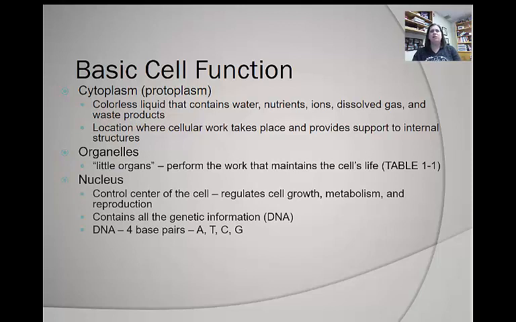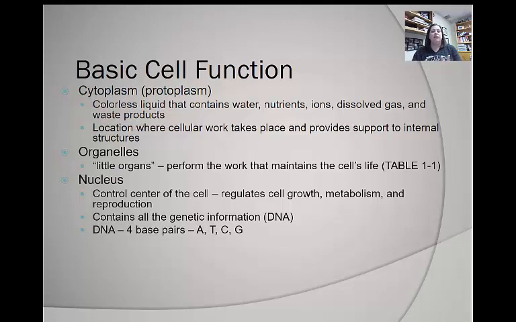So when we look here, the nucleus is also a very important structure. The nucleus is the control center of your cell. It regulates your cell growth, your metabolism, and your reproduction. It's kind of like the brain or manager of the cell. And the reason that it manages everything is it contains your genetic information, your DNA.